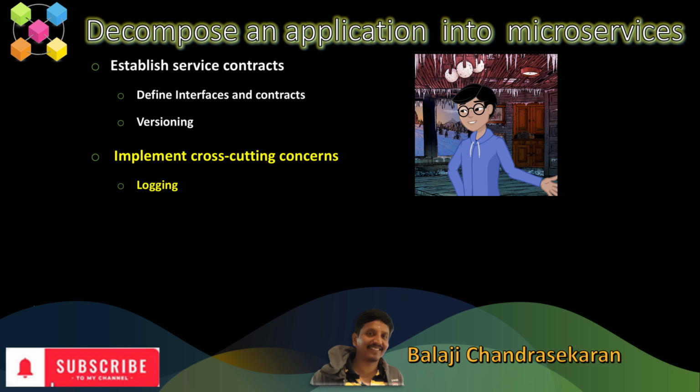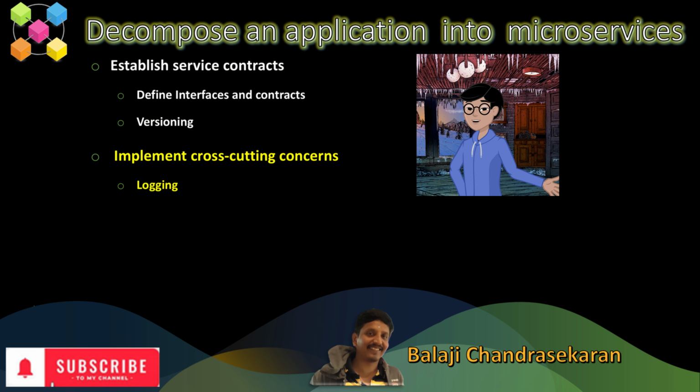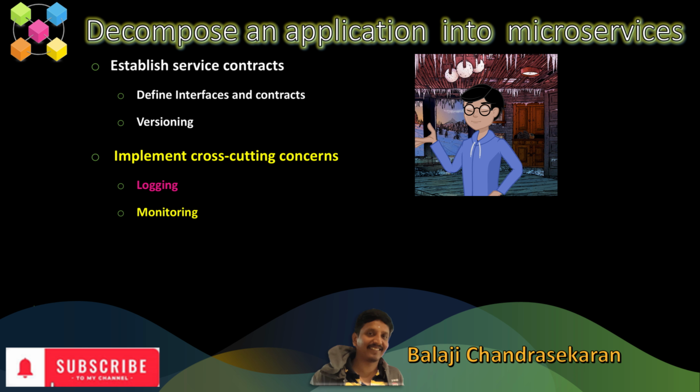Implement cross-cutting concerns. Centralized logging is essential in microservices architectures, as each service generates its own logs. Tools like ELK Stack, Elasticsearch, Logstash, Kibana, or Splunk can help collect and analyze logs from multiple services. Each service should expose metrics for monitoring purposes, example through Prometheus and Grafana. This will help you track the health and performance of individual services.